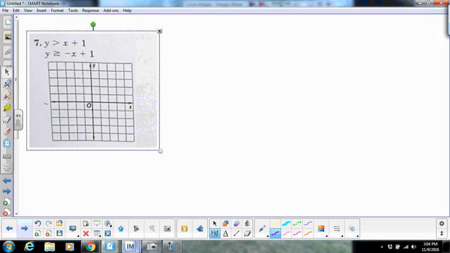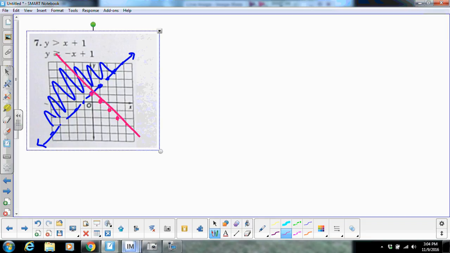Okay, number 7. I'm going to start here at +1, and I'm going to go up 1 and right 1. That is a dotted line, and it is greater than, so we shade above. The second one, I'm going to start at +1, but it's a -1/1 slope, so we're going to go this way. It's a solid line, and it is also greater than, so it's going to be above, which makes my answer this little triangle right in here.